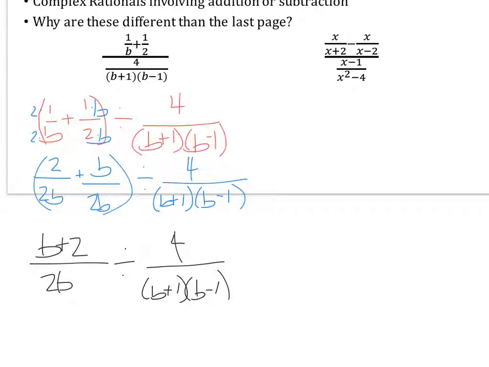So my domain is x cannot equal, for this 2b over here, that means it can't be 0. For b plus 1, I can't have a negative 1, and for b minus 1, I can't have a positive 1. So now I'm going to do keep, change, flip.